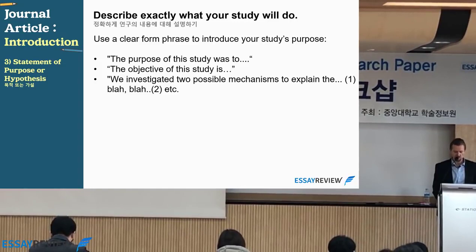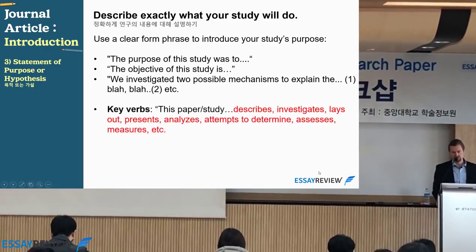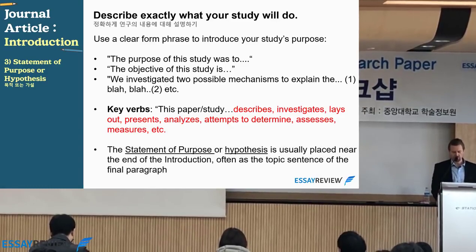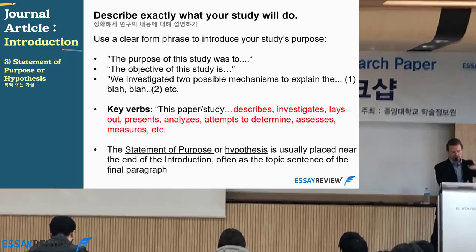What did you do? We investigated 2 possible mechanisms to explain the blah, blah. These kinds of phrases are very basic, but they tell the reader where your hypothesis is. It should be easy to see where your hypothesis is. Here are some key verbs: describes, investigates, lays out, presents, etc. So find the right verb. There's not that many of them. Find the one that works for your study. And where it's located is usually near the end of the introduction, usually as the topic sentence of the final paragraph. So the last paragraph of the introduction, the first sentence.